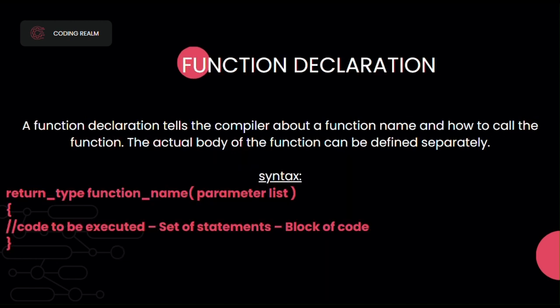Now, how to declare a function? A function declaration tells the compiler about a function name and how to call the function. The actual body of the function can be defined separately. Look at the syntax of the function declaration. First, we put the return type, for example integer, float, double, etc. Then the function name and the parameter list, and we put a block of code in braces after the declaration. This is how to declare a function.